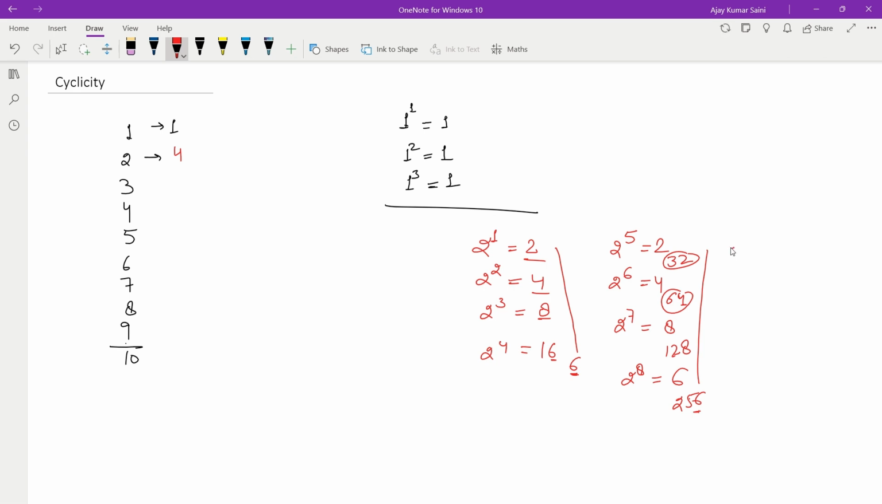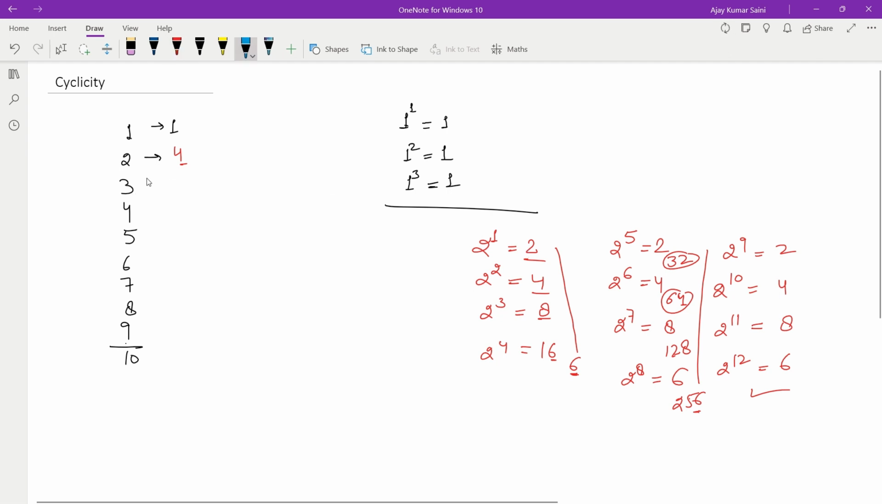If the power of 2 is 9, the last digit is 2. If the power of 2 is 10, the last digit is 4. If the power of 2 is 11, the last digit is 8. If the power of 2 is 12, the last digit is 6. So it is repeated after 4. The cyclicity is 4 for 2.